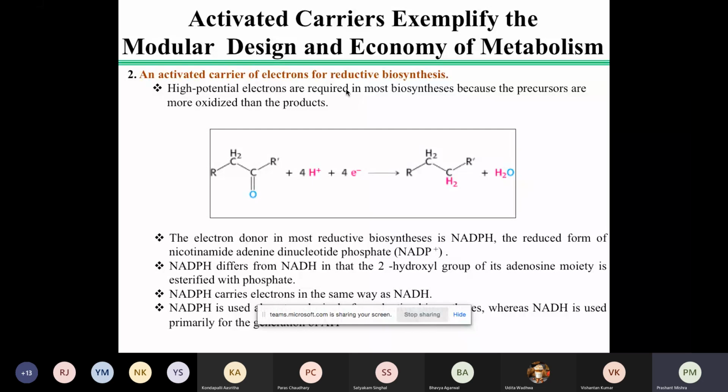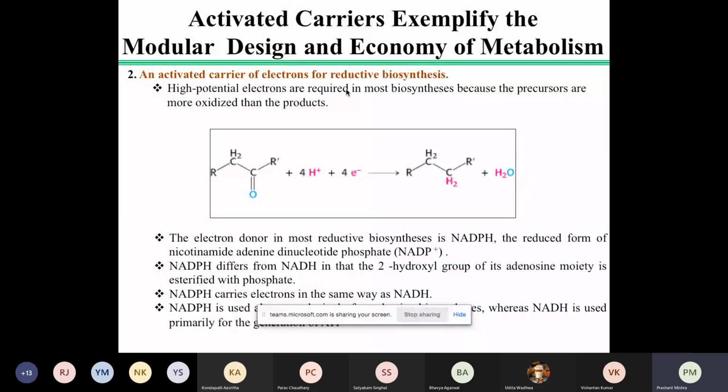Here, this is giving you a theme or a modular design where an activated carrier of electrons is responsible for reductive biosynthesis. Both of them are activated carriers of electrons. When it is NADP plus, it gives you a signal for biosynthetic reactions. Why is it so? Because many times your precursors are more oxidized than the product, and that is why you require NADPH to carry the electrons. So the electron donor in most reductive biosyntheses is NADPH, and the oxidized form of this is NADP+.